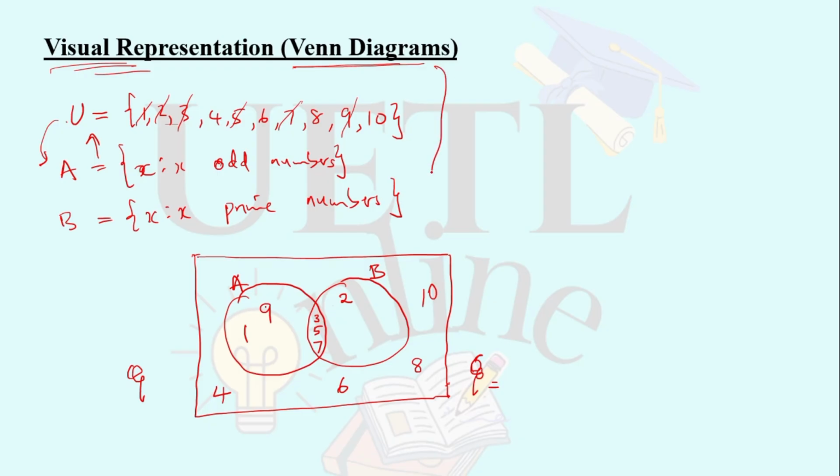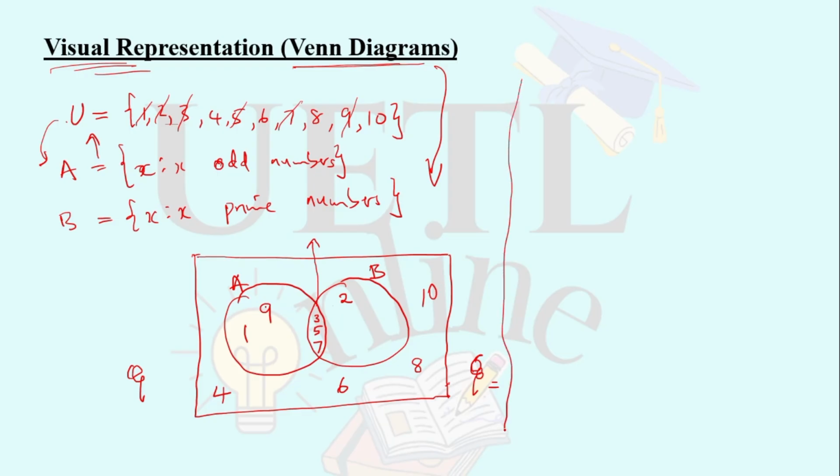So this is a Venn diagram. The first thing you write is the elements of A which are not in B. Then we write the elements of B which are not in A. Then we write the elements which are in both A and B. Then we write the elements which are remaining. This is how we represent our sets.